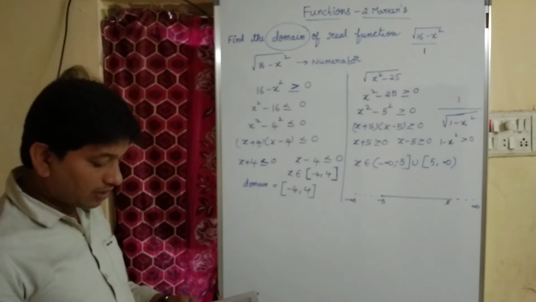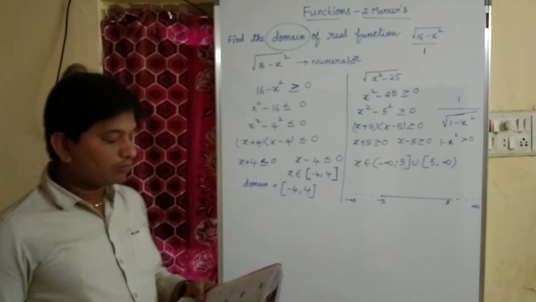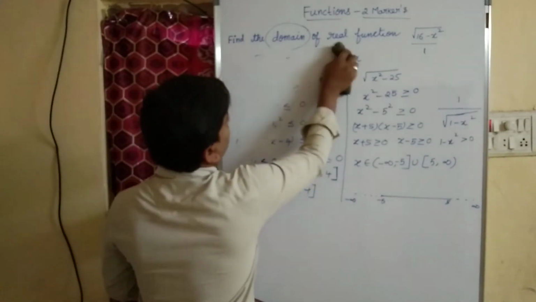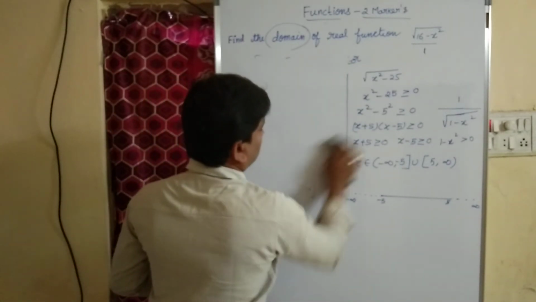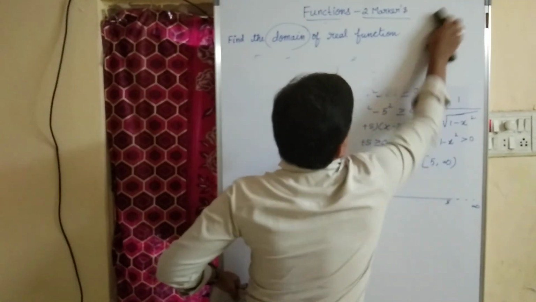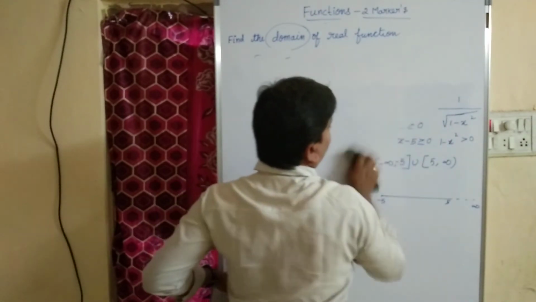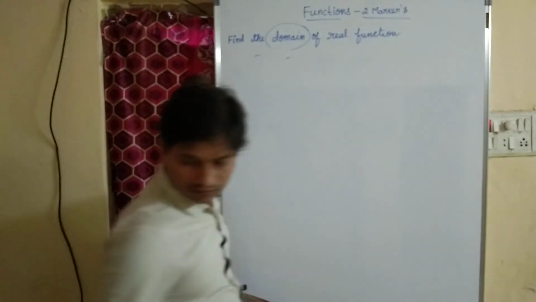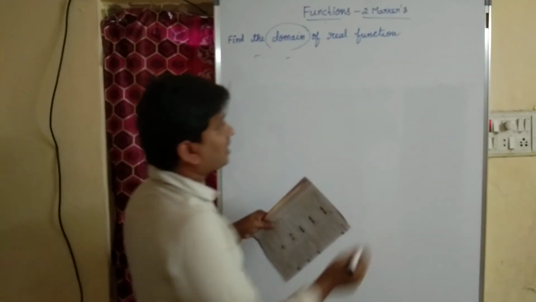Okay, children. This is about one more question. Let me explain one more question. Find the domain of the function root over 4x minus x square.